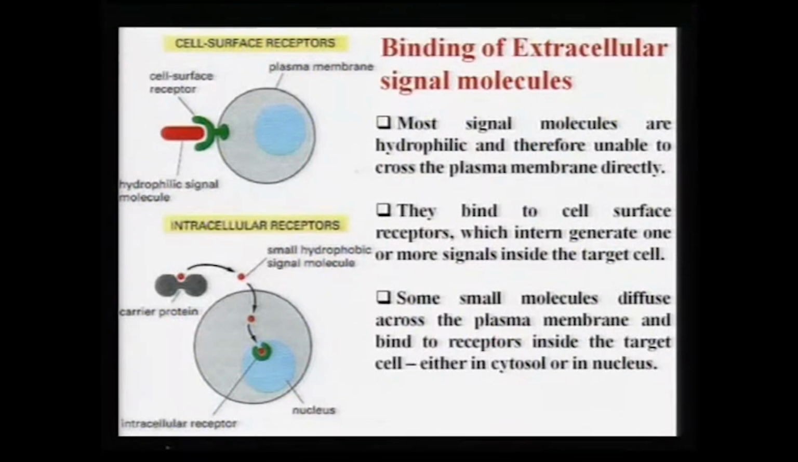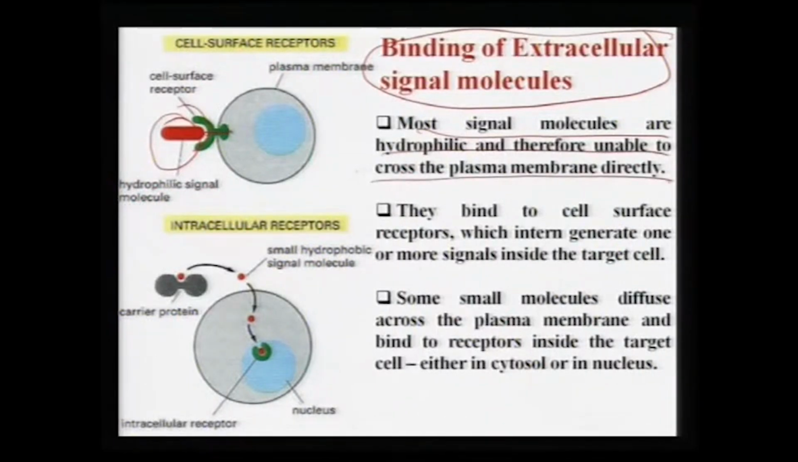Now, coming to the binding of the extracellular signal molecules, which come as soluble proteins. This is your hydrophilic signal molecule. The hydrophilic signal molecule will come and get attached to cell surface receptors, and this is your plasma membrane. And there are intracellular receptors, like the carrier protein, and then it comes and goes to the nucleus. Okay. Now, binding of the extracellular signal molecules means what? Most signal molecules are hydrophilic and are unable to cross the plasma membrane directly. But if they are hydrophobic and small molecules, then they can go inside the cells very easily.